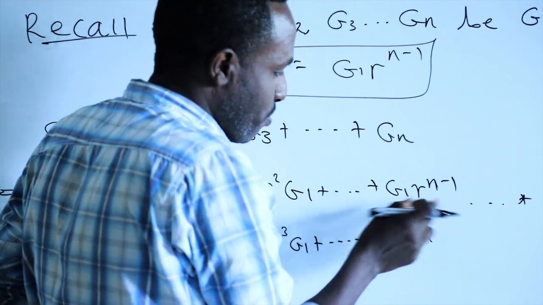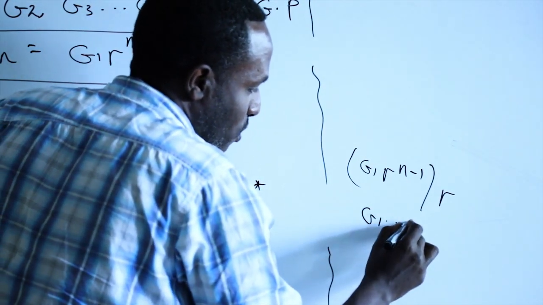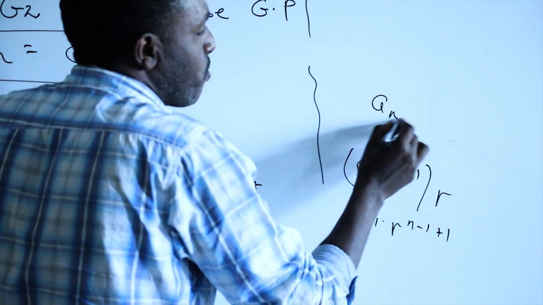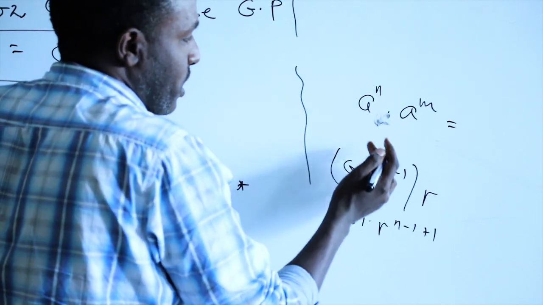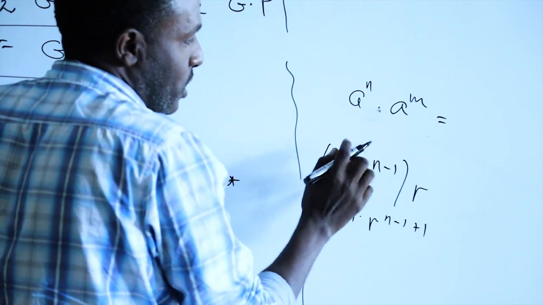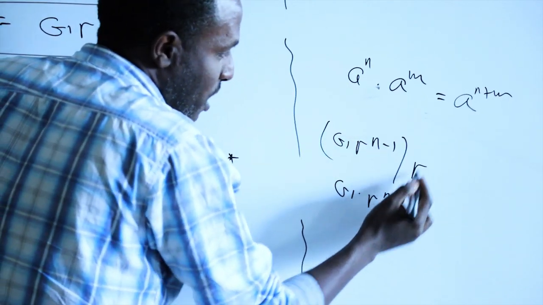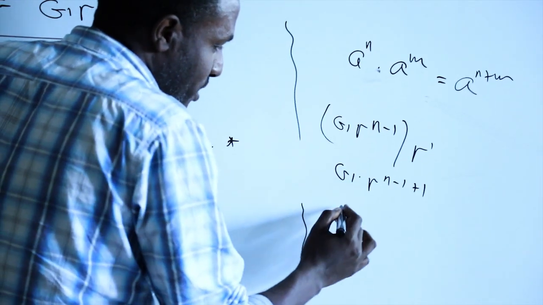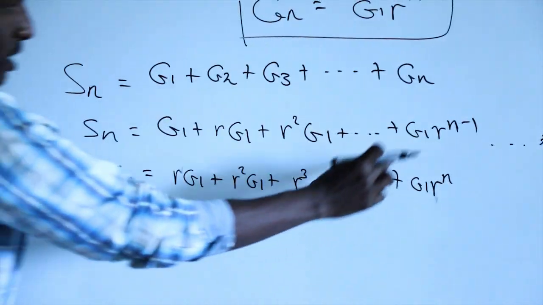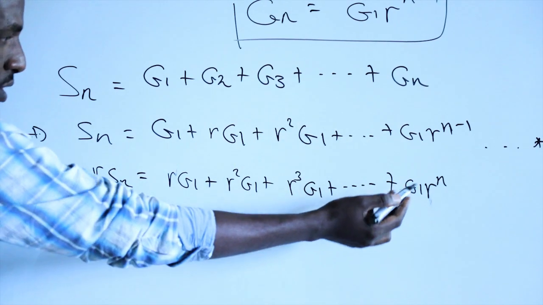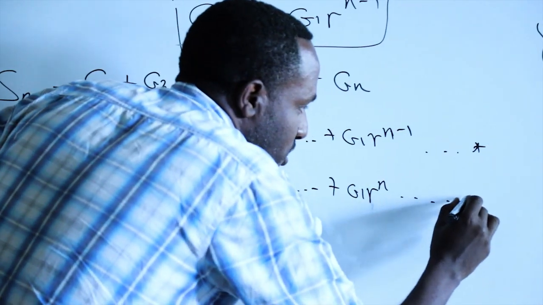How did this happen, class? Because G1 times r to the power of n minus 1, multiplied by r, means G1 times r to the power of n minus 1 plus 1. By the rule that for the same base with different exponents under multiplication, we keep the base and add the exponents, a to the power of n times a to the power of m means a to the power of n plus m. In the same fashion, r to the power of n minus 1 times r to the power of 1 gives r to the power of n minus 1 plus 1, which simplifies to r to the power of n. Therefore G1 times r to the power of n minus 1 multiplied by r equals G1 times r to the power of n. This is step 2.